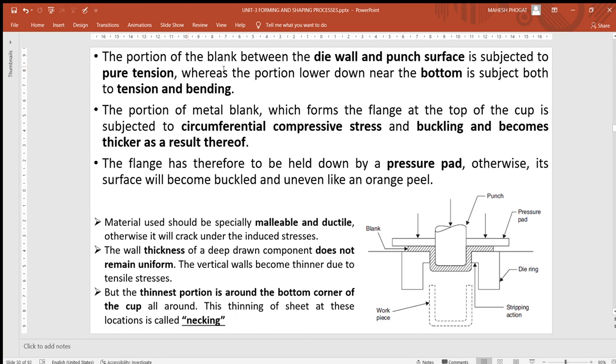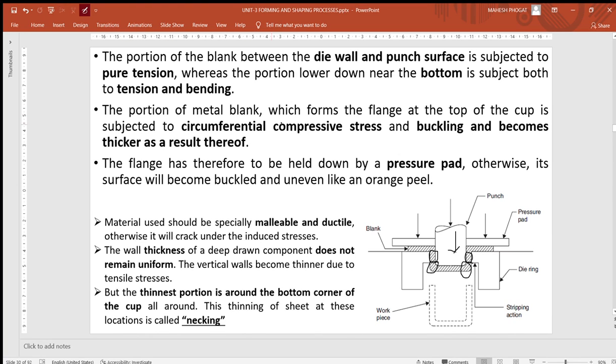Okay. So the portion of the blank between the die wall and the punch surface, that is this area here, you can see, is subjected to pure tension because it has been pulled down by the punch, whereas the portion lower down near the bottom is subjected to tension and bending. The corner edges here are subjected to bending as well as tension force. So two different types of forces are acting here.